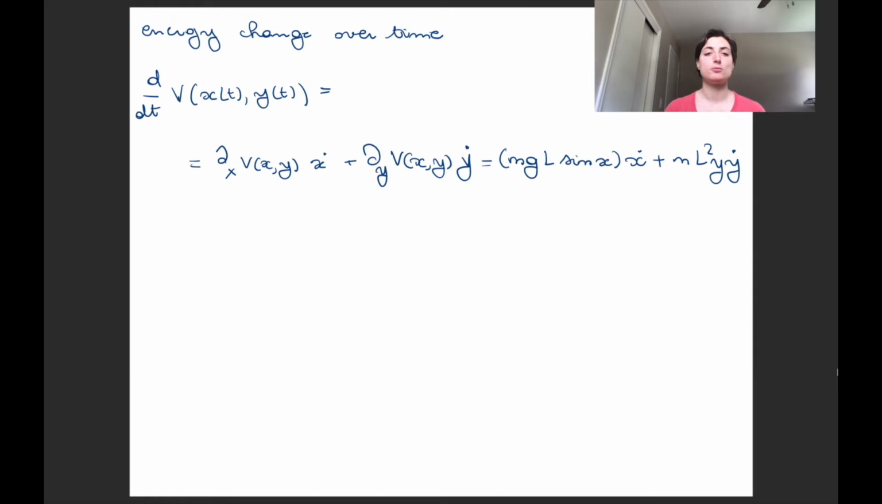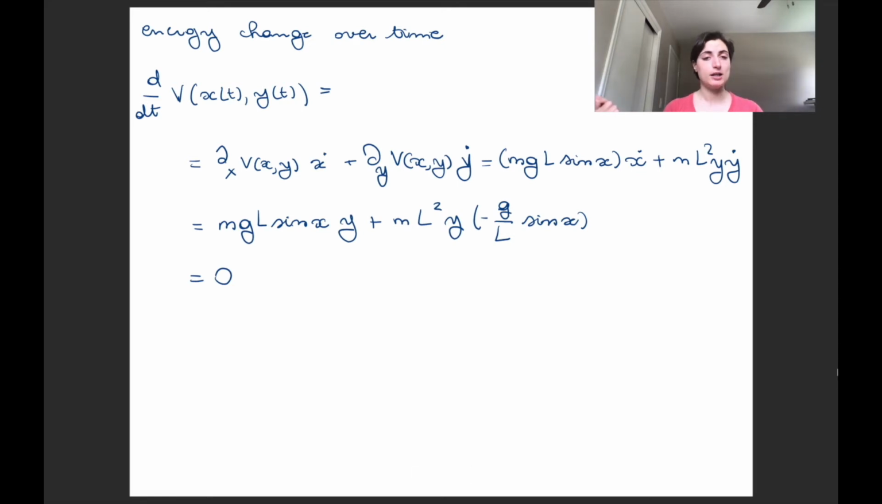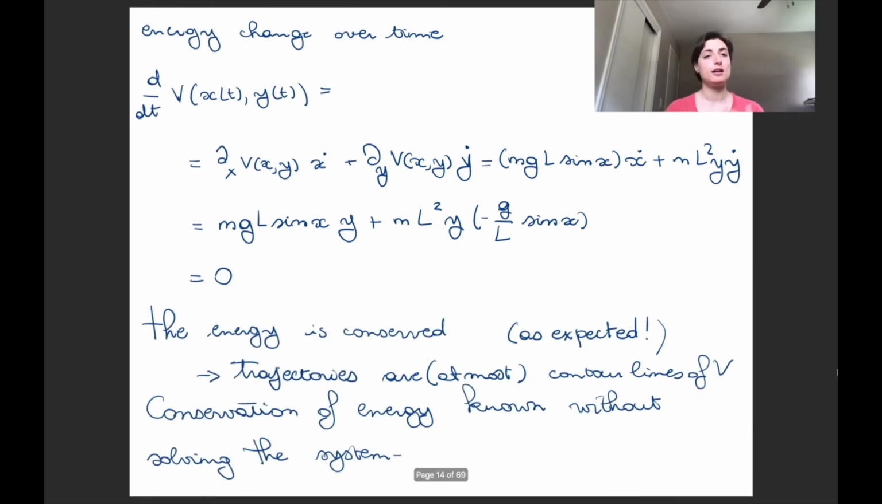And we can compute this. Well, we keep x dot and y dot, and we compute the partial derivatives of V. We know how to do that. So we retrieve mgL sine of x times x dot plus mL squared y times y dot. But because we know that x and y are solutions of our ODE system, then we know what x dot and y dot are as a function of x and y. So we replace that in, and we notice that it simplifies and goes to 0. So as we expected before, the energy change over time is equal to 0. So the energy is conserved. That means that trajectories are following contour lines of V.